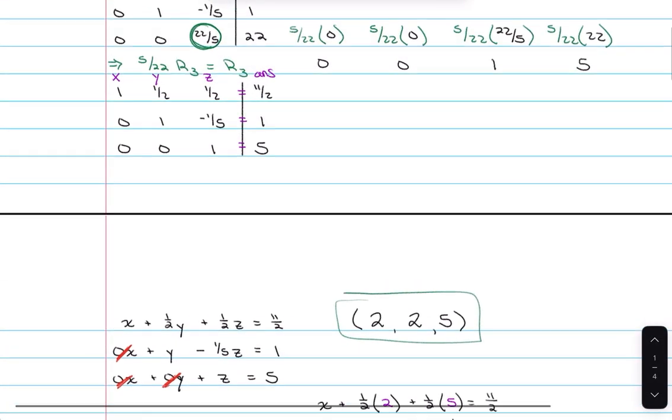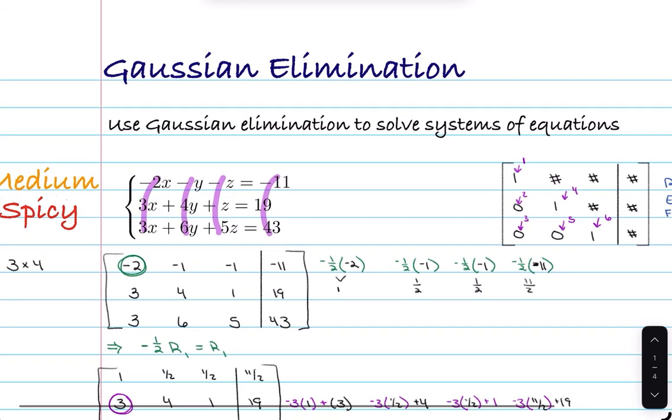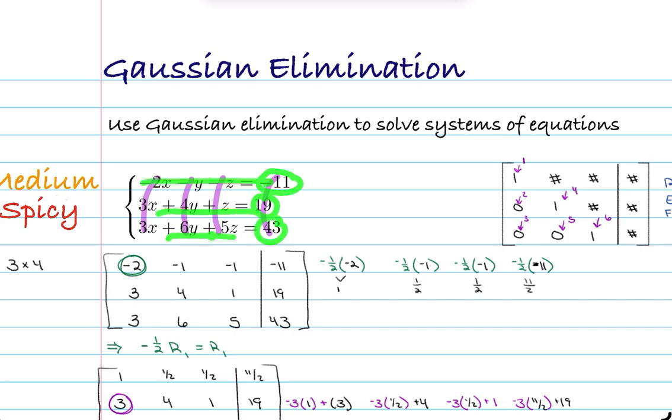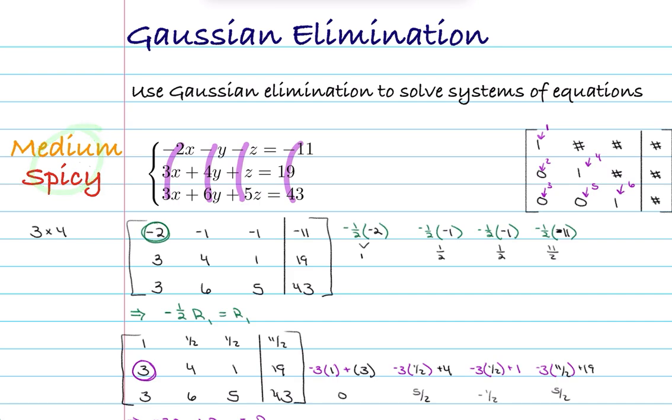If we wanted to, we could climb all the way back up here. We could plug in a 2 for the x, a 2 for the y, and a 5 for the z, and then see if it ends up being negative 11 or 19 or 43 in each one of these equations to check. Okay, so that is it for that Gaussian elimination. Again, they're all kind of medium to spicy because you just have to pay attention to what you're doing.